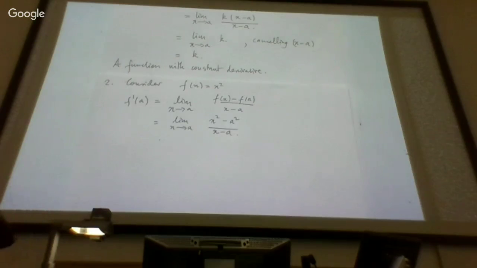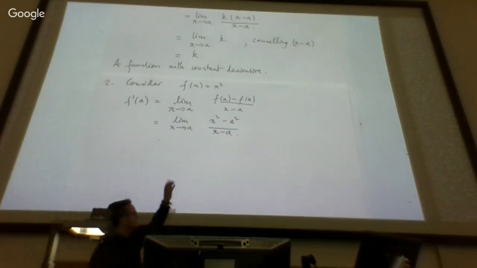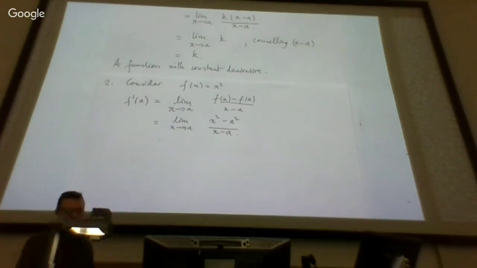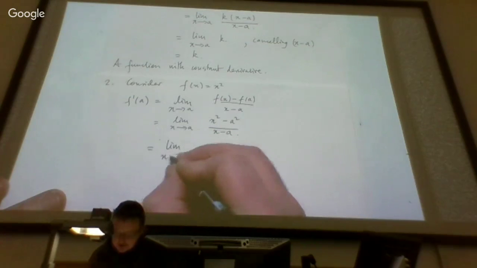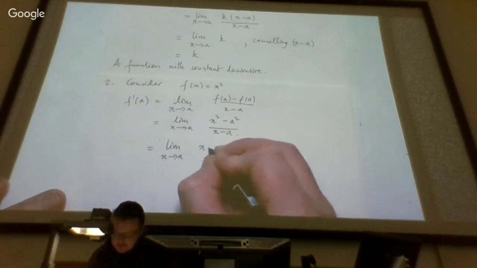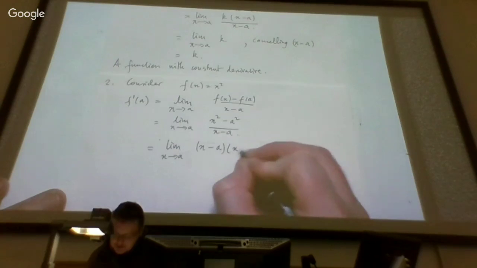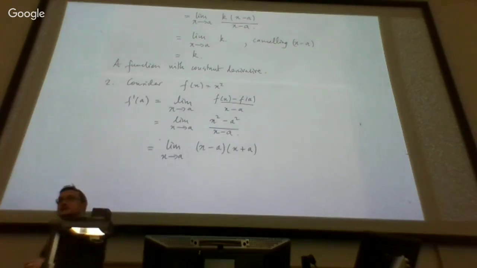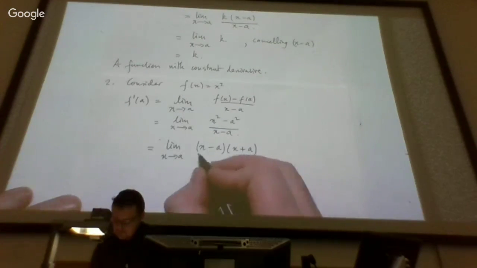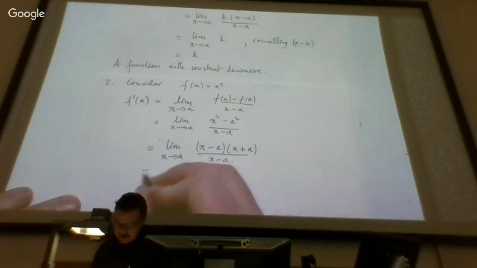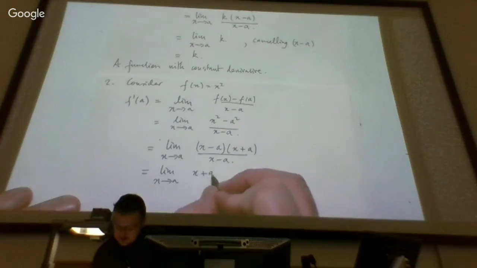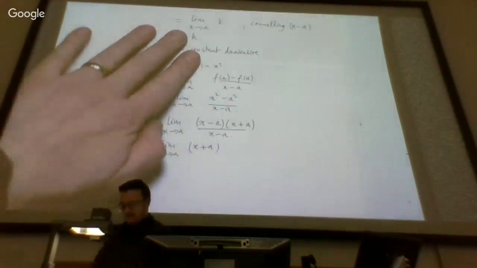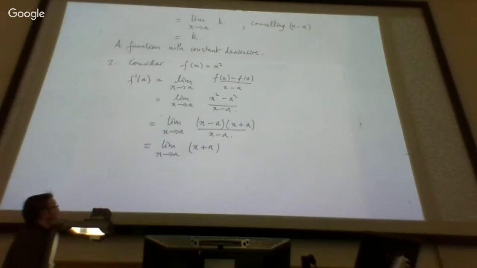Again, there's a problem with calculating the limit just by substituting x equals a, because again you'd have the 0 over 0 thing. But here, we can again factor out the x minus a, because the top factorizes as x minus a times x plus a, divided by x minus a. So the x minus a's cancel out with each other, and we're just looking at the limit of x plus a as x tends to a.